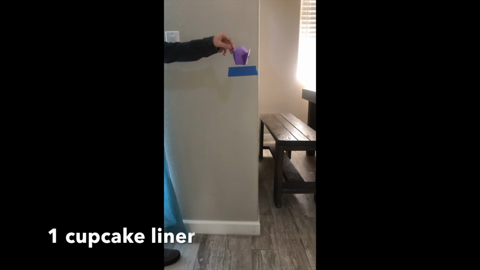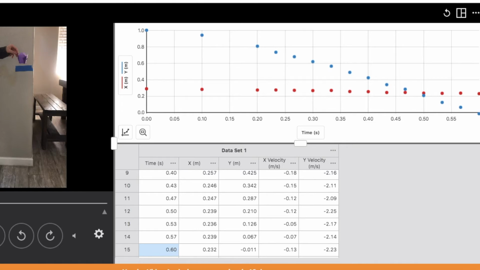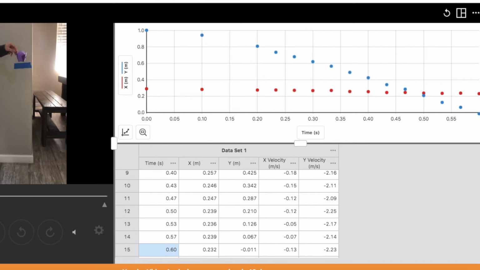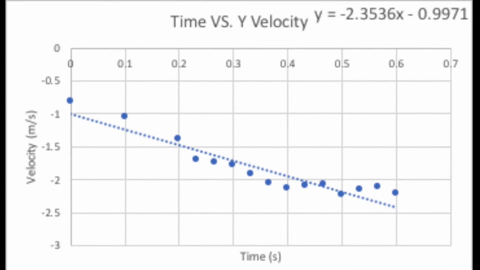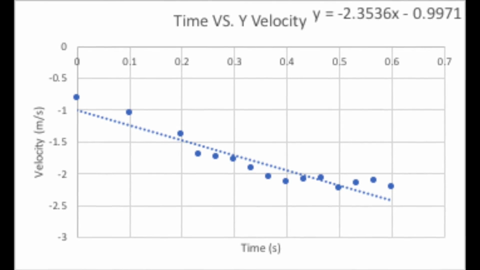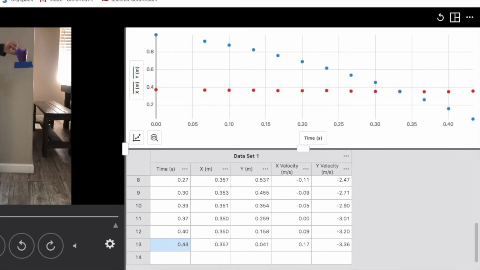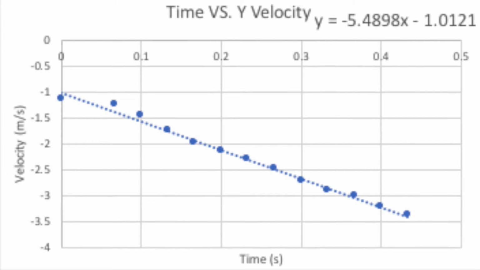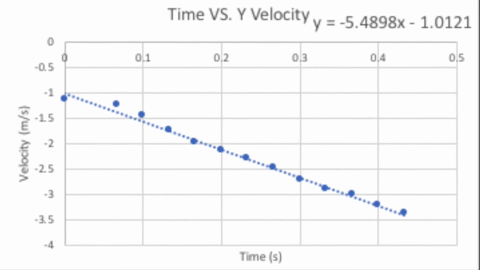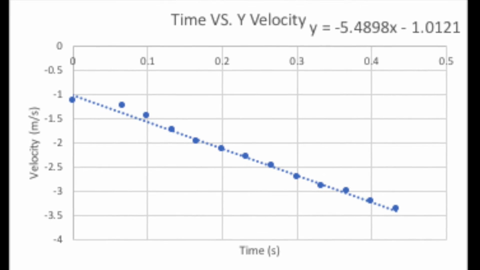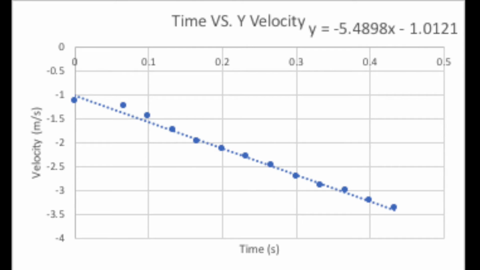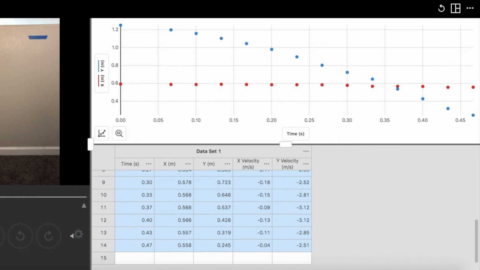In this part of the experiment, we videotaped dropping 1 cupcake liner from 1 meter and then ran it through the video analysis app. That gave us a time versus velocity graph that showed the experimental velocity to be negative 2.3536 meters per second. This time around, we recorded dropping 3 cupcake liners and put it through the video analysis app. Then it gave us a graph for the time versus velocity that showed our experimental velocity to be negative 5.4898 meters per second. All the same steps were repeated, this time with 5 cupcake liners.